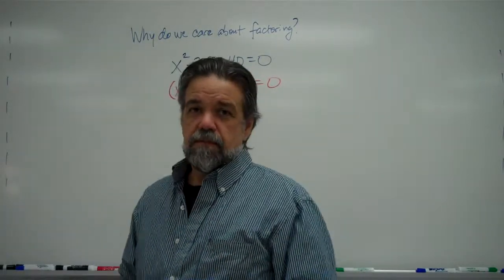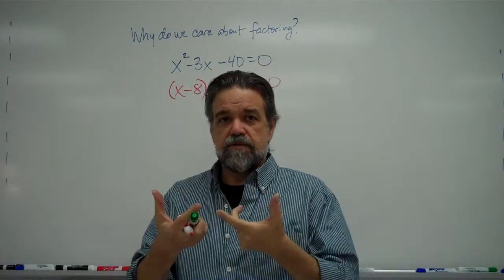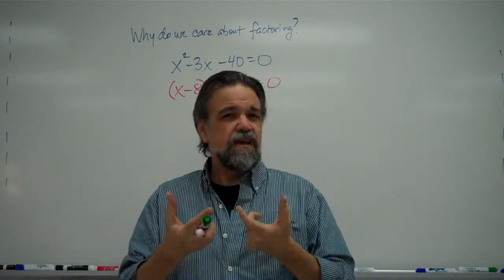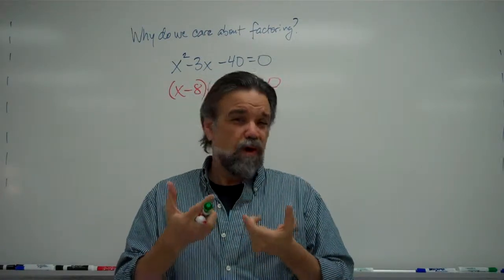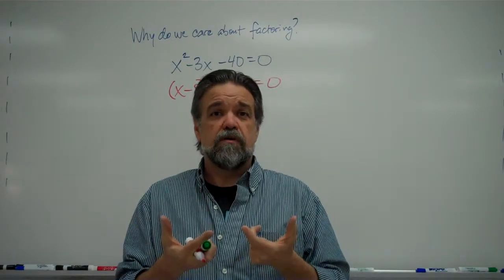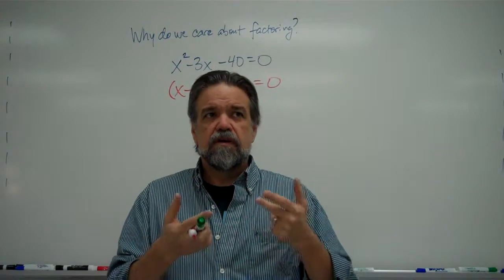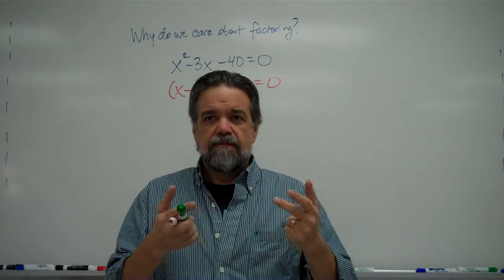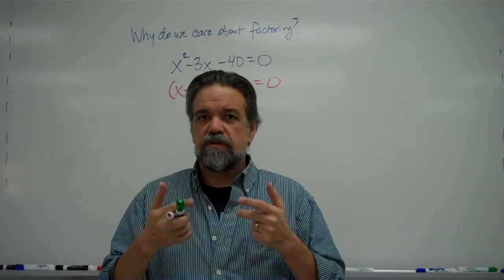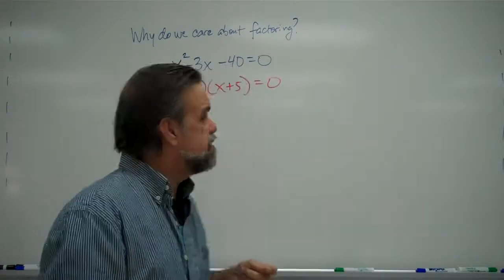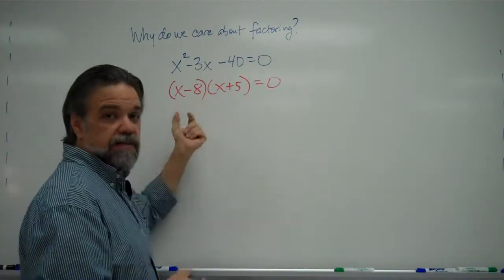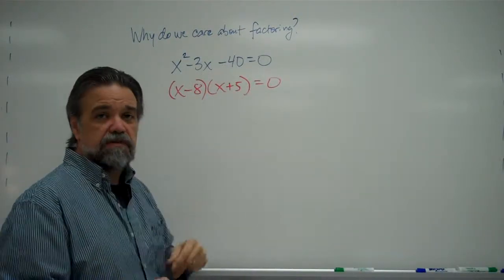Now think about it for a second. If you have one thing times another thing equals zero, what does it say about those two things? One of them has to be zero, okay? Just think about it for a second. You have two numbers multiplied by each other and they equal zero. That can't be unless one of them actually is zero. So what that tells me is either x minus 8 is zero or x plus 5 is zero.